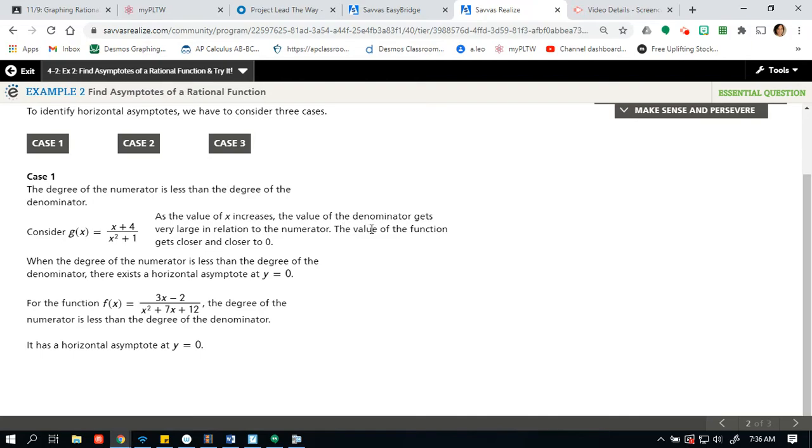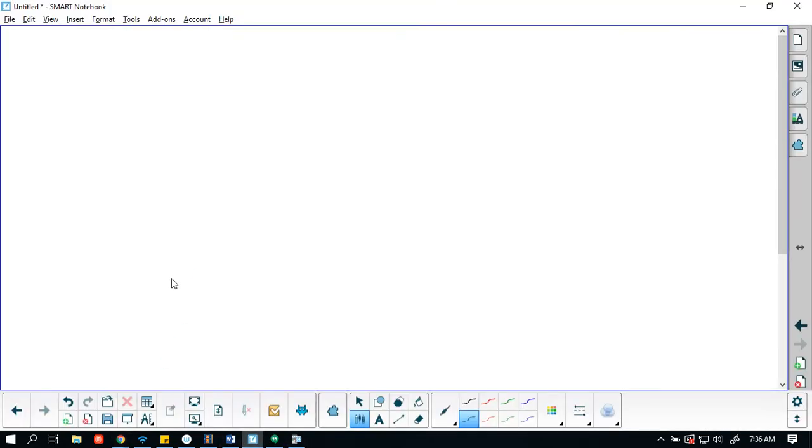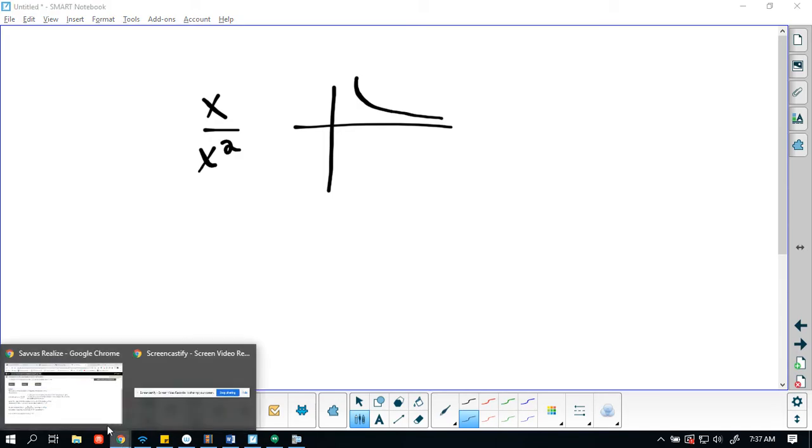As the x values increase, the values of the denominator get very large in relation to the numerator. The values of the function get closer and closer to 0. Basically, what this is saying is if I have x over x squared, x squared is growing a lot faster than x. So the denominator has more of a pull. So as this gets bigger, this is getting bigger a lot faster. So it's going to shrink, I guess. All right, so we get closer and closer to that value of 0.